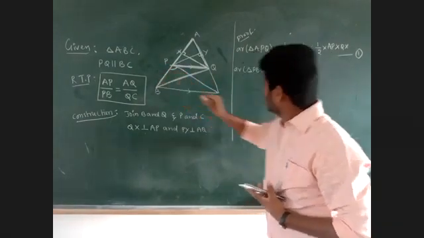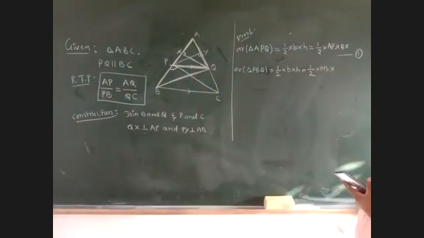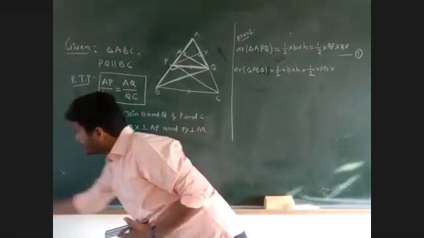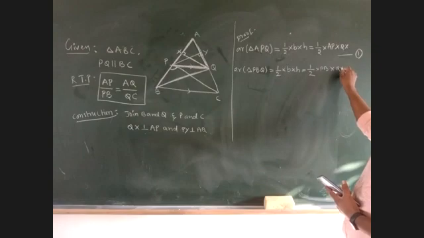That's why in this triangle PBQ, area of triangle PBQ equals half into base. Take base as PB. Half into PB into height. Height is what here? QX. Let us consider this as equation number 2.